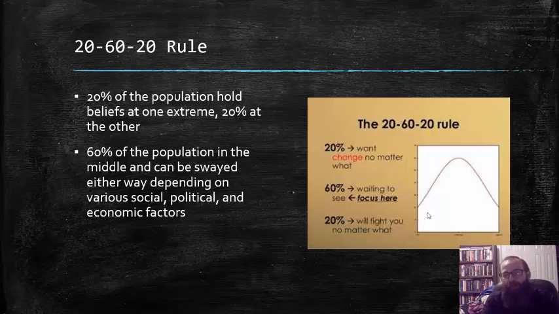And this rule generally applies across the board. It can change somewhat, maybe 30% on one side, 30% on the other, 40% in the middle at times. It can fluctuate, but as a general rule, 20% are on one side, 20% are on the other side. The vast majority, that 60% or so, fall squarely in the middle and can be swayed to lean one way or the other, depending on the convincing nature of the arguments that each side invokes.